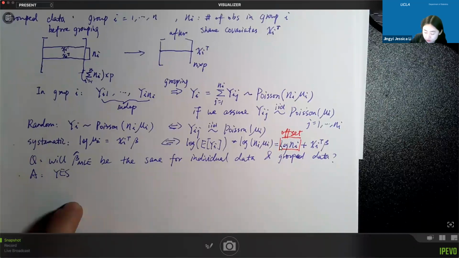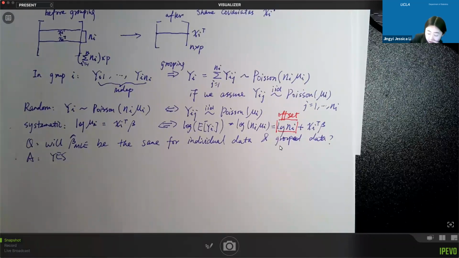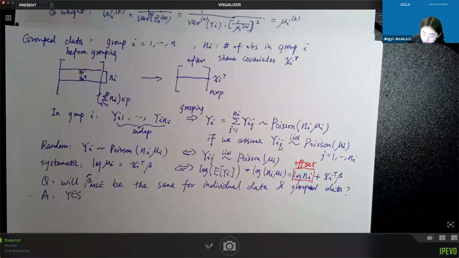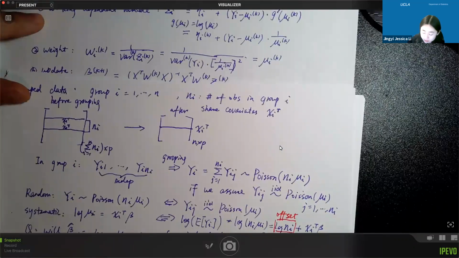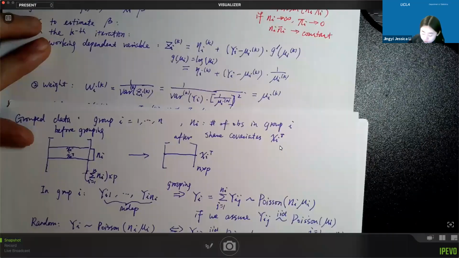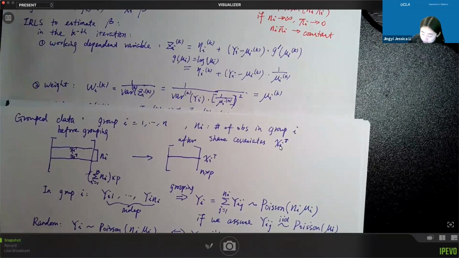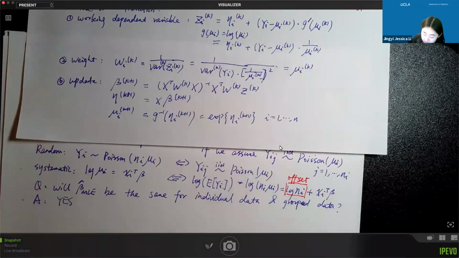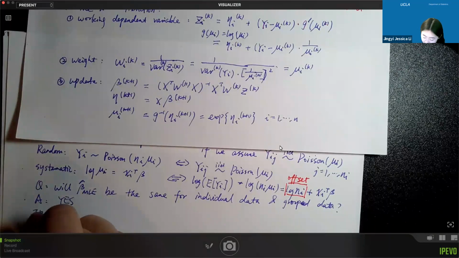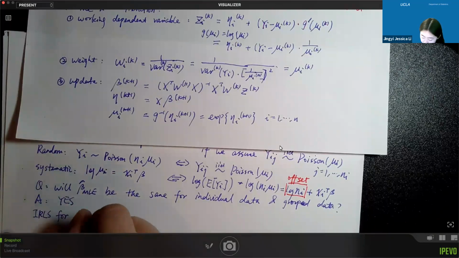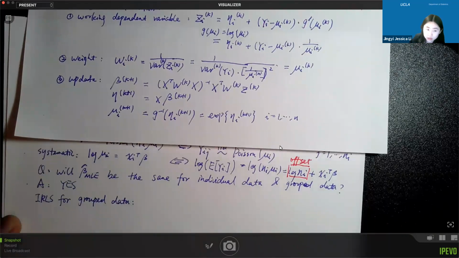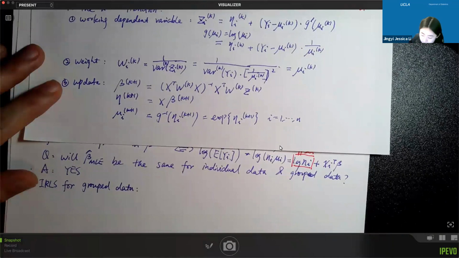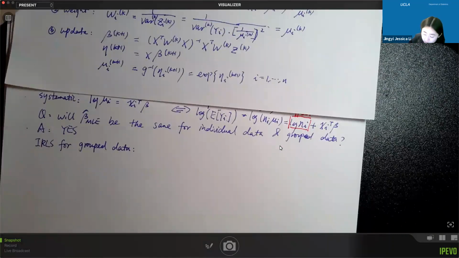Then let's come back to the question. So why would the MLE stay the same? We can try to derive the working dependent variable for group data, and then compare it with what we have for the individual data. So let's look at the IRLS for group data. Still, let's first look at the working dependent variable.